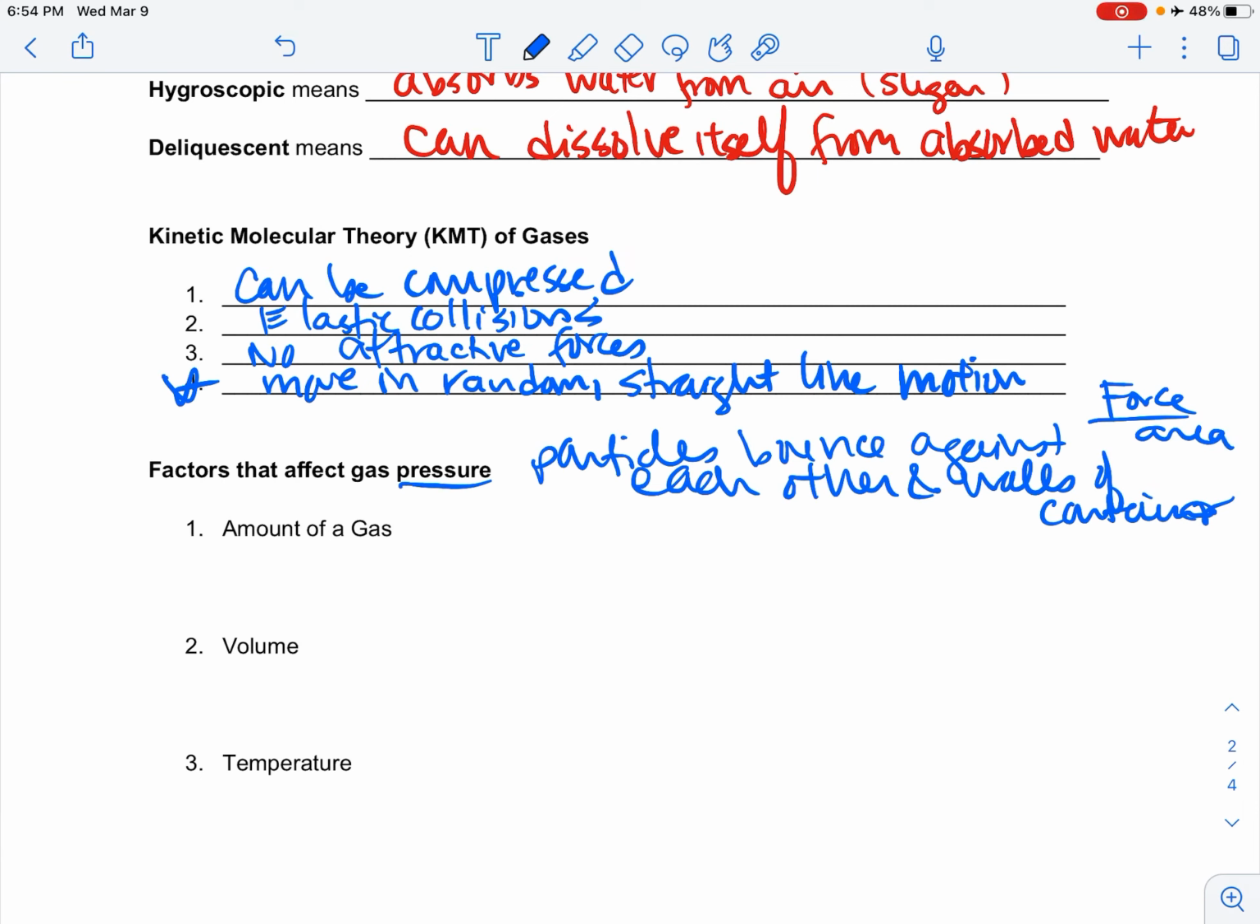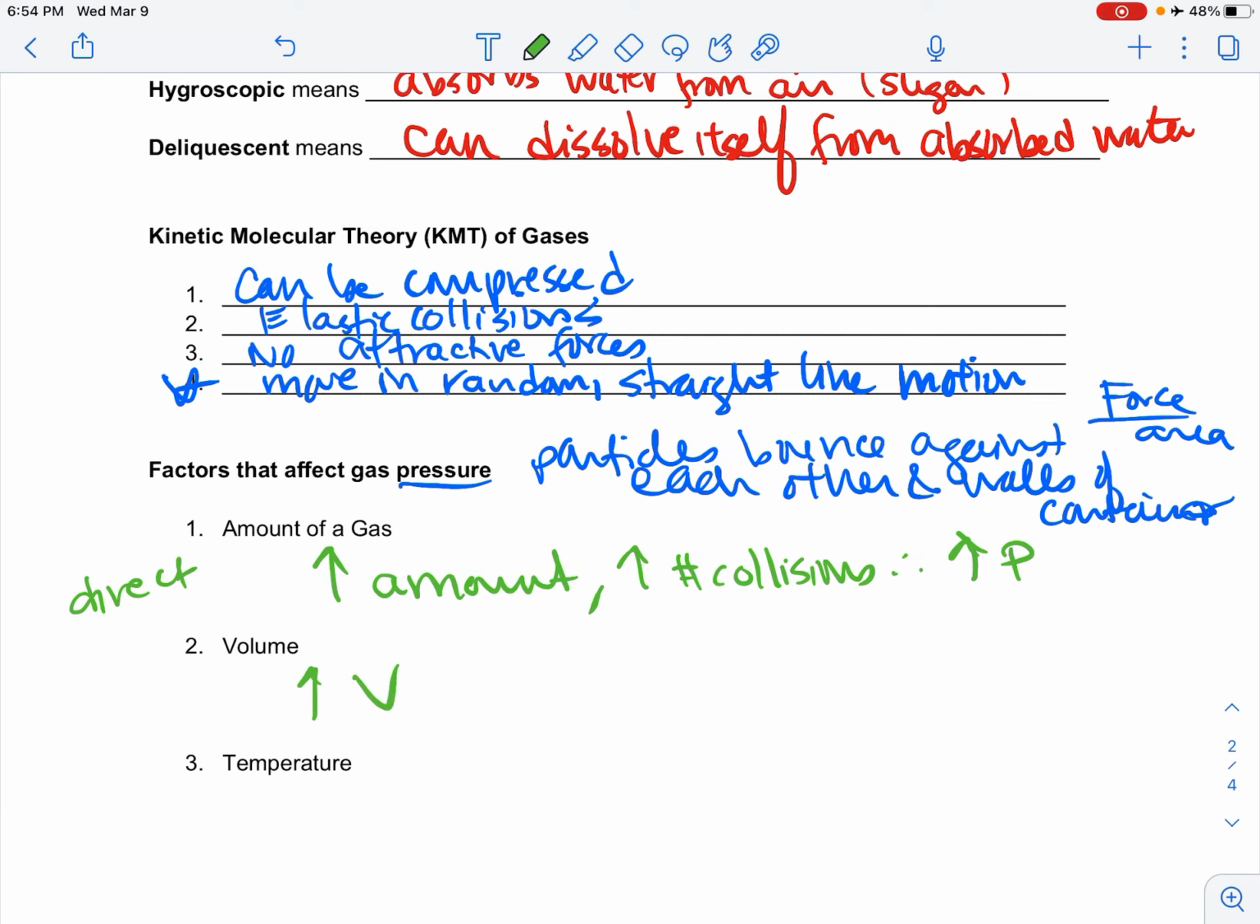Our amount of a gas, volume, and temperature. So as the amount of a gas increases, you're going to increase your number of collisions, which means therefore, increase your pressure. So this is a direct relationship. Your volume. If you increase your volume, you're going to have more space, which means you're going to decrease collisions and therefore decrease pressure. Similarly, if you were going to decrease the volume, you would increase collisions. I can't spell.